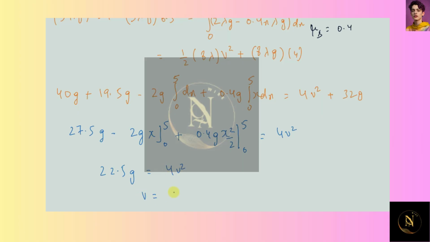And from here v would be equal to the square root of 22.5 times g, which is 9.80, divided by 4. So from here we'll get the value as 7.42 meter per second. So this is the answer for the B part.